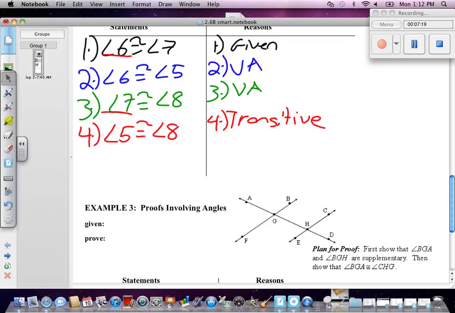So how are you going to prove it's supplementary? If it forms a straight line on a picture, what do we call that? We've got BGA and BGH. What do we call it when something is 180 degrees on a straight line? Straight angle. Linear pair postulate. So we're going to use the linear pair postulate. Okay, I'm going to move it up.